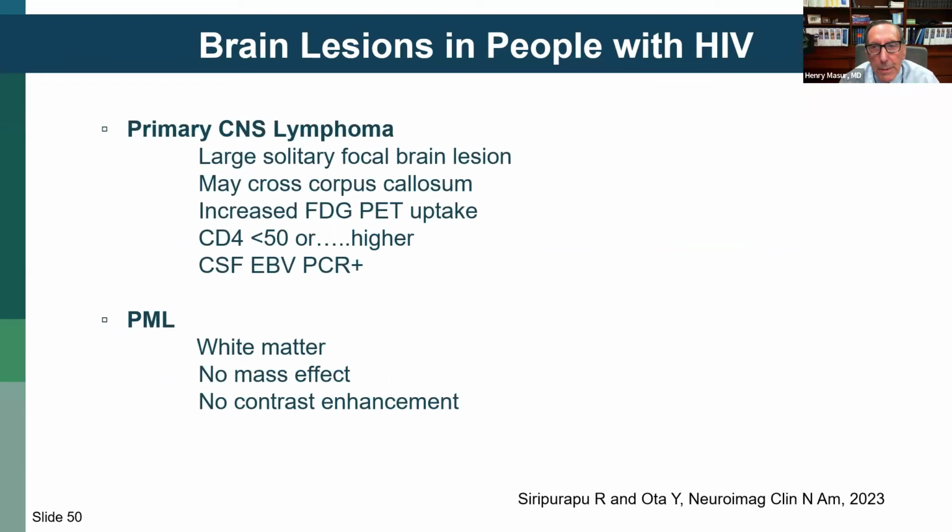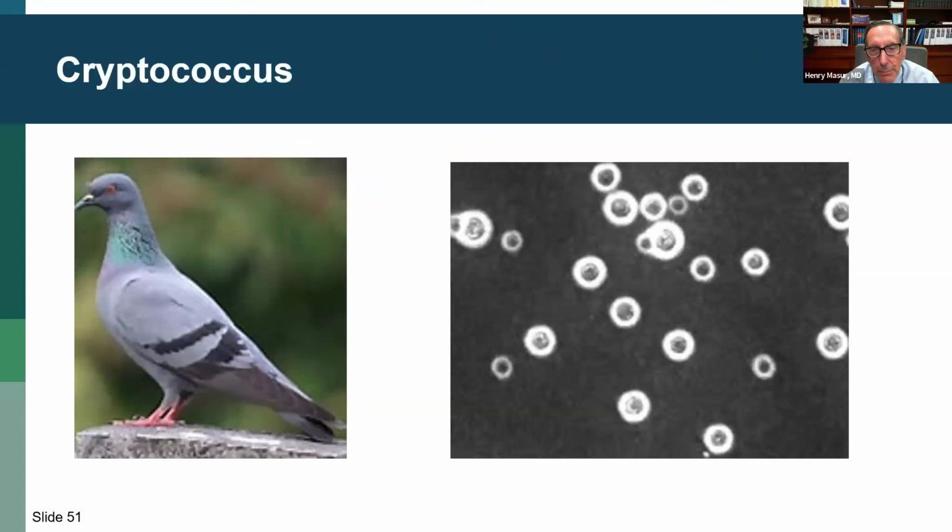So there are some things that help you distinguish. In terms of CNS lymphoma, they can be distinguished in that they're usually, but not always, solitary, single. They can cross the corpus callosum. A PET scan, if you have access to that, they'll have increased uptake. The CD4 doesn't really help you, and they'll often, but not always, have a CSF Epstein-Barr virus PCR that's positive. PML really shouldn't be in this diagnosis because it's a white matter lesion, not a space occupying. It doesn't have contrast enhancement, so hopefully that's distinguished.